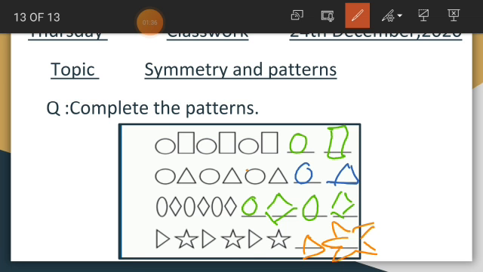This is how you will complete your written work. Okay, with very neat writing. You can also use the colors. Draw the shapes properly and then complete the pattern.